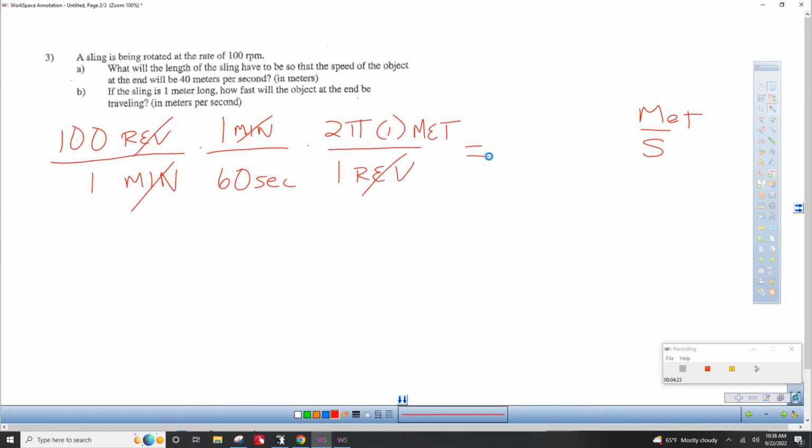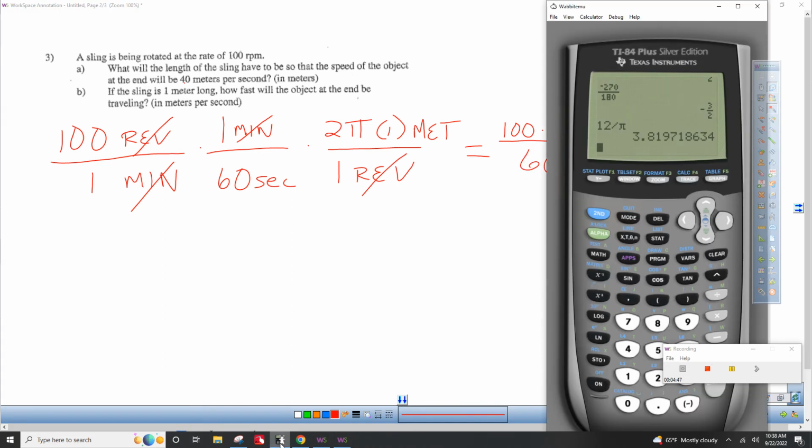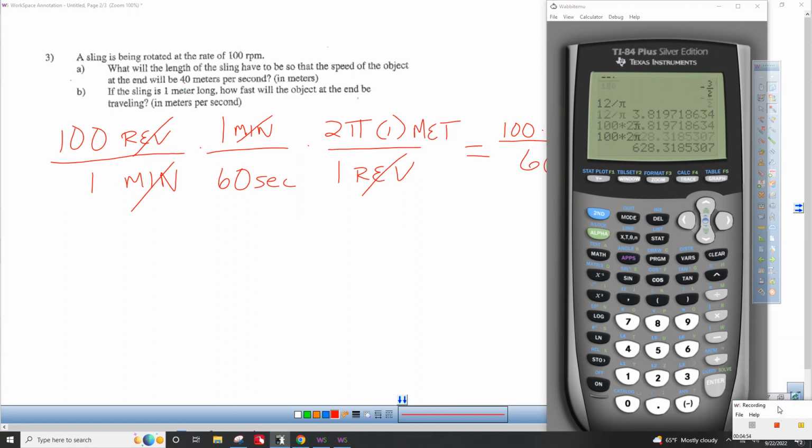And I bet it's about 1/4 as fast as it was at first. If this one was going 40 meters per second, I bet the answer to this one will be maybe around 10 meters per second. Well, it's going to be 100 times 2 pi divided by 60. I'm kind of anxious to see what the answer is. 100 times 2 pi, enter, divided by 60. Uh-oh. Got him! Boom!